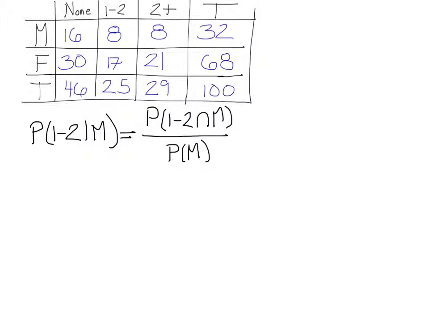Okay, so the probability that you have 1 to 2 years of experience and you're male. So here's 1 to 2 years of experience. Here are all the males. So there are 8 people that have 1 to 2 years of experience and are males. So let's do that as 8 over 100.